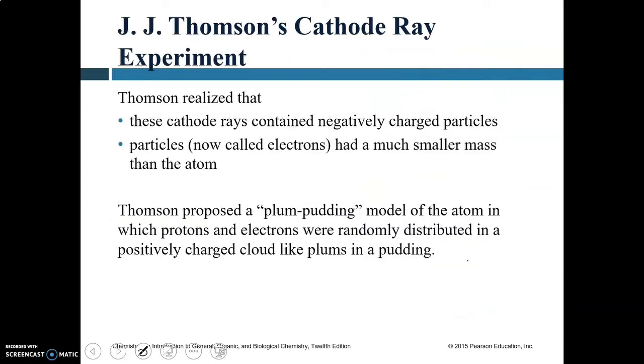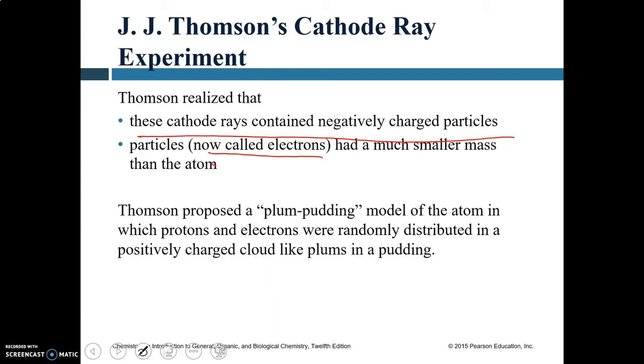So the first model of an atom came from British physicist J.J. Thomson, who in his famous cathode ray experiment realized that cathode rays that were emitted by a cathode with electricity running through it contained negatively charged particles, and that those particles that we now call electrons had much smaller mass than the rest of the atom. So Thomson proposed a so-called plum pudding model for the atom.